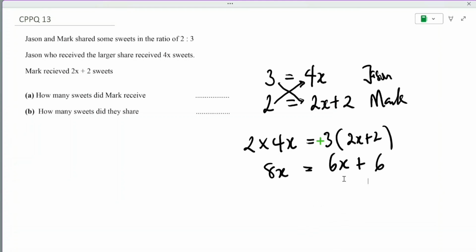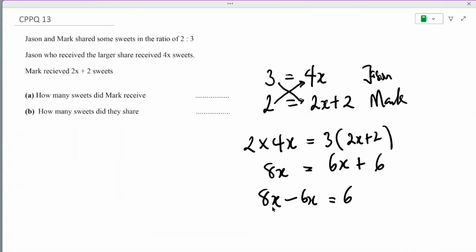We take this 6x to the left, so we can have x on one side and the plus 6 on the other side. So we have 8x. This is plus 6x. If it crosses the equals sign, it becomes minus 6x. Standard in math, you say subtract 6x from both sides, or you say add minus 6x to both sides. It still gives the same effect as saying plus 6x crosses and becomes minus 6x, because it makes solving maths questions easy. This equals 6 or plus 6.